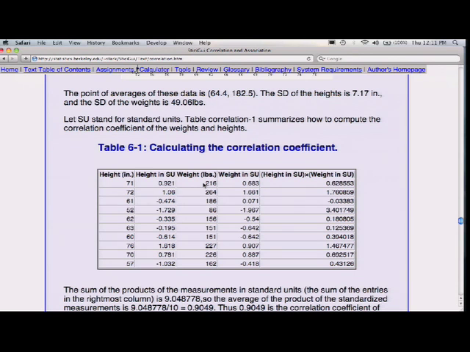To convert 216 to standard units, we take 216, subtract 182.5, that's the mean of the weights, and then divide by the standard deviation of the weights, which was 49.06 pounds. So if we do that, we get 0.683.